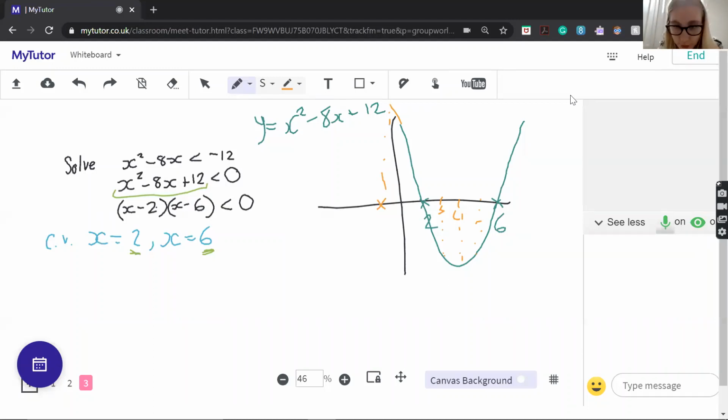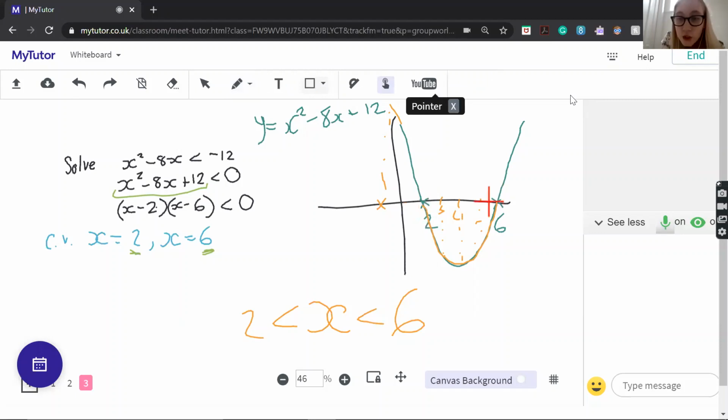So hopefully we can see that we're trying to find this bit of the curve. It's everything less than 0. So it's underneath less than 0. So that's this bit of the curve. Well, this bit of the curve falls between 2 and 6. So that's all we're going to write. Our solution is going to be that x is between 2 and 6. So it's bigger than 2, but it's smaller than 6.